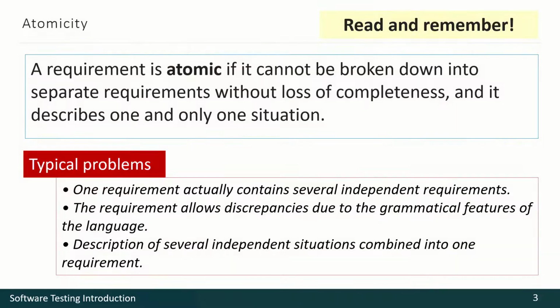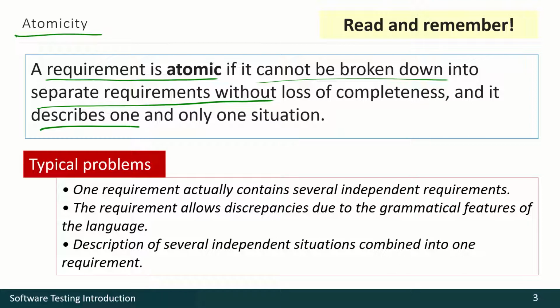The first property of a good requirement is atomicity. A requirement is atomic if it cannot be broken into several subparts, several sub-requirements. And of course, such a requirement should describe only one situation.